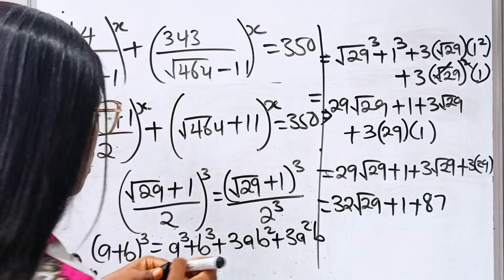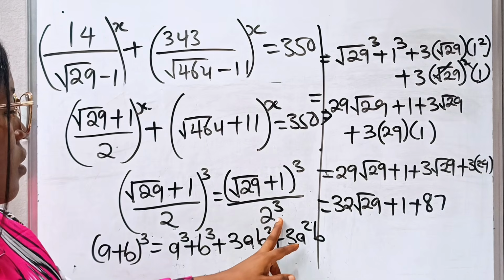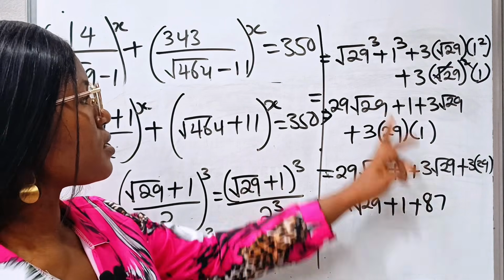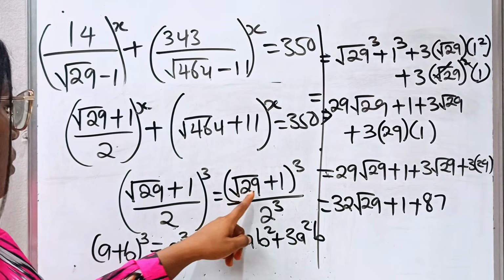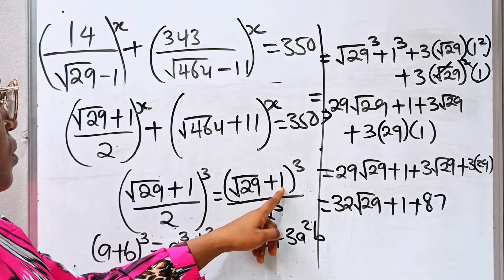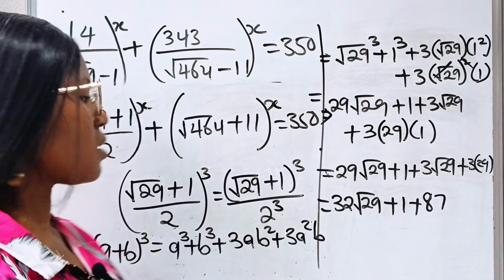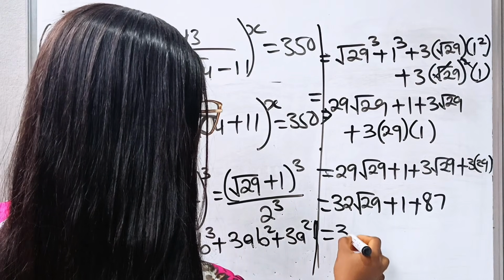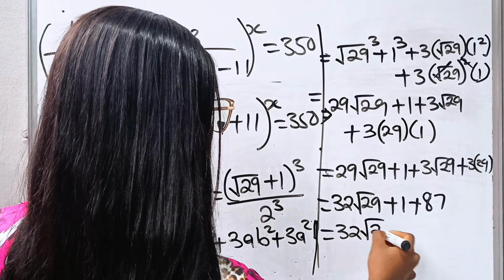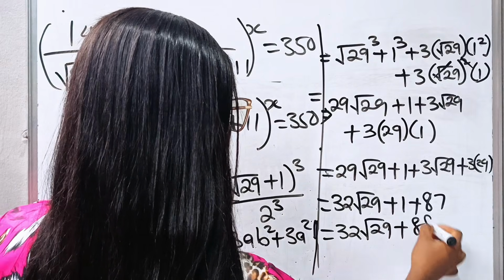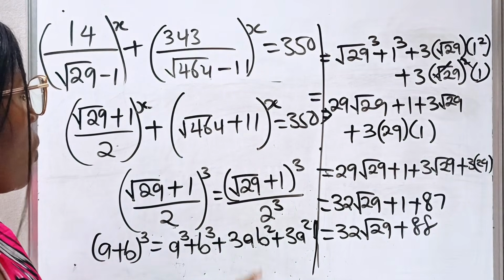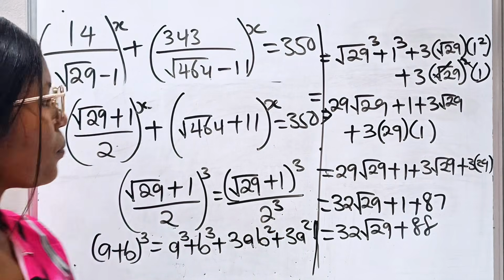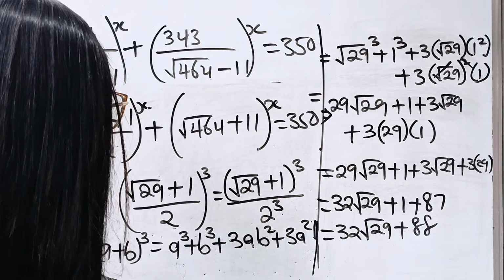Remember that all these are divided by what? 2 to the power of 3. Everything we are analyzing is just the numerator, root 29 plus 1 to the power of 3. That is what we are still analyzing. So we will have 32 root 29 plus 88. Okay? So we are going to include this divided by 2 to the power of 3.